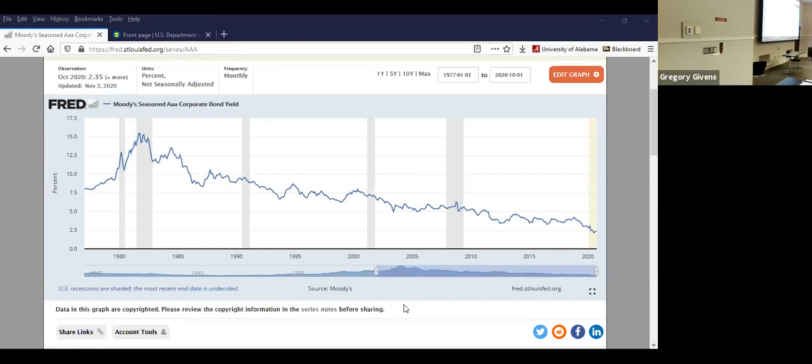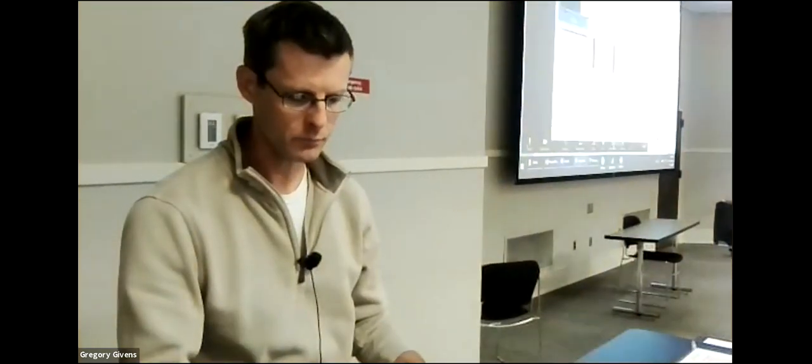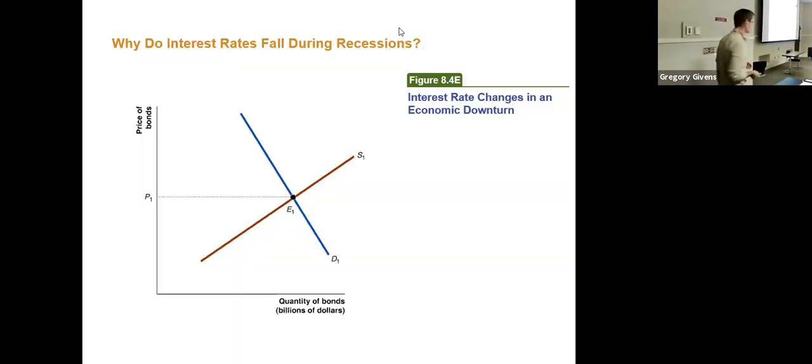What I want to try to do for the next couple of minutes is understand why this is happening. And let's try to view this phenomenon, this particular data, through the lens of our simple demand and supply model of the bond market. So here is our initial equilibrium point here at E1, where the price of bonds is just, let's say, P1, and the interest rate is whatever it is, okay?